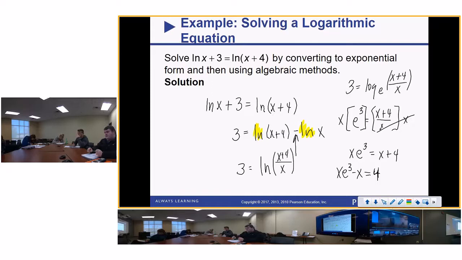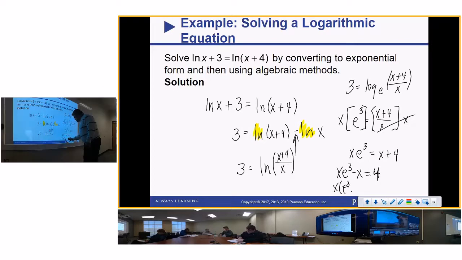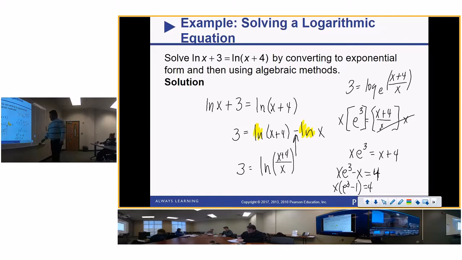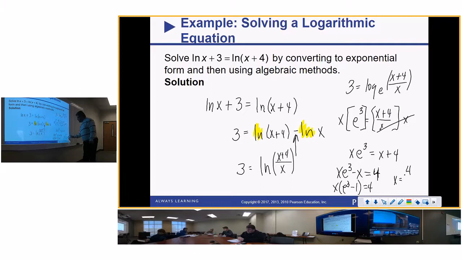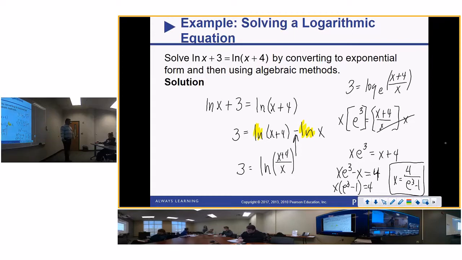And now what do we got in common? Base. X, factor it out, e to the third minus what? 1 is equal to 4. And x is equal to 4 divided by e to the what? Third minus 1. Now what is e to the third? That's a number. So now you got to get your calculator out and find out what e to the third is and reduce it.